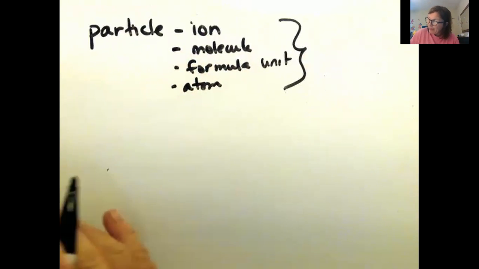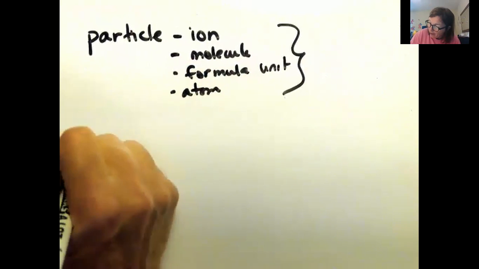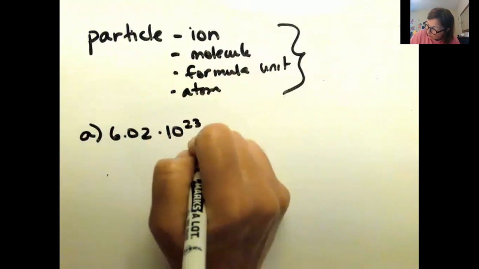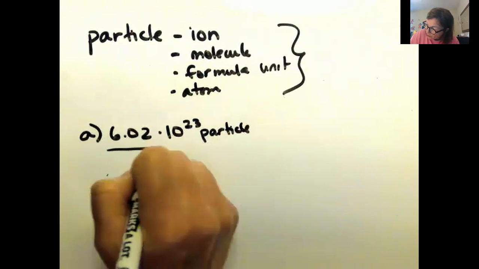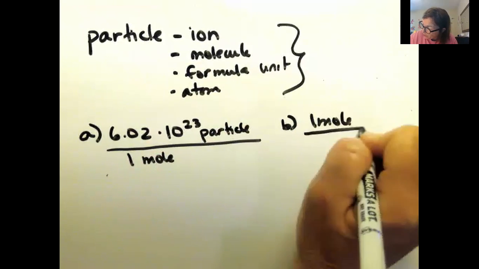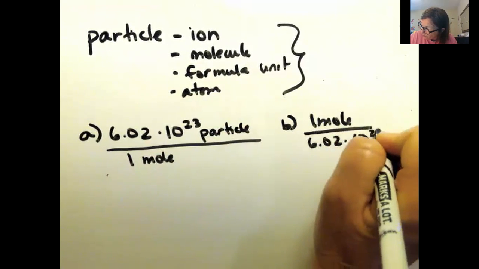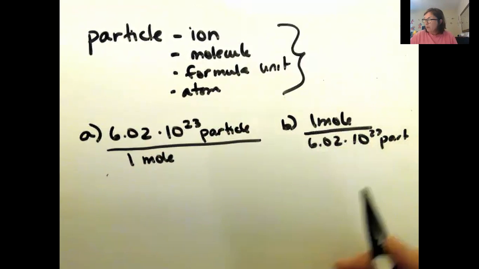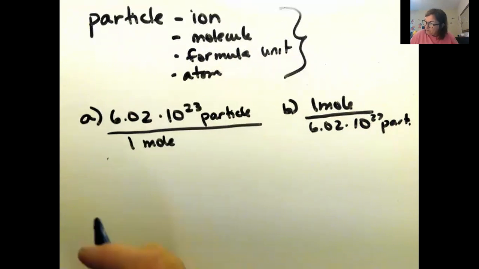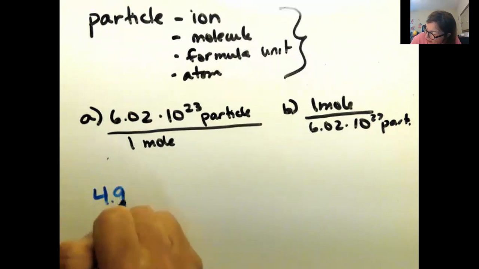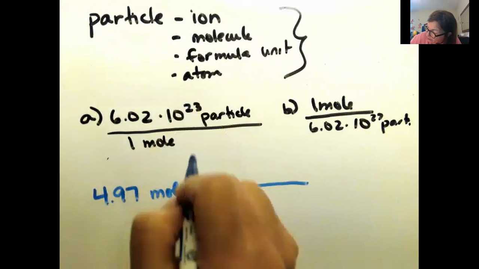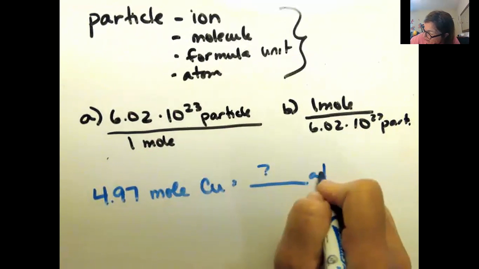Okay? So let's say we have, so I'm going to write these two things down. So A, 6.02 times 10 to the 23rd particle, whatever it might be, over 1 mole, or B, 1 mole over 6.02 times 10 to the 23rd particle. Okay, abbreviated particle there. So let's say looking at, we've got 4.97 moles of copper. First, it's going to be an atom because it's an element. How many atoms of copper will that be?